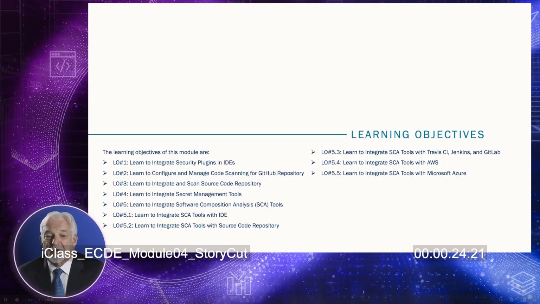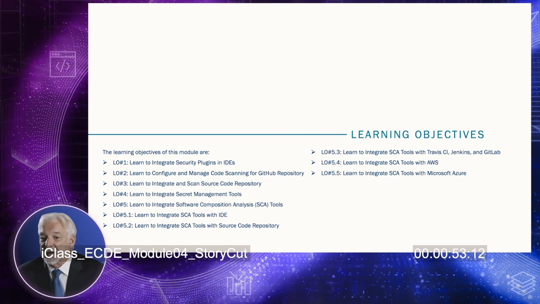So our learning objectives: we're going to learn to integrate security plugins within the interactive development environments. We'll learn to configure and manage code scanning for GitHub repositories. We'll learn to integrate and scan source code repositories and integrate secret management tools. We'll also integrate software composition analysis, or SCA, tools. We'll integrate SCA tools with IDE. We'll learn to integrate SCA tools with source code repositories.